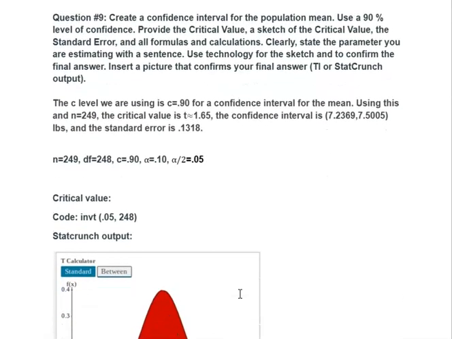Okay, so question 9, we created a confidence interval for the population mean using a confidence level of 0.90. Our number of values used was 249, which gave us a degrees of freedom of 248. Since our confidence level was 0.9, we used an alpha of 0.10 and alpha divided by 2, which gave us 0.05. After computing the critical values using the inverse t, we got t equals 1.651, as you can see here depicted in our graph from StatCrunch.